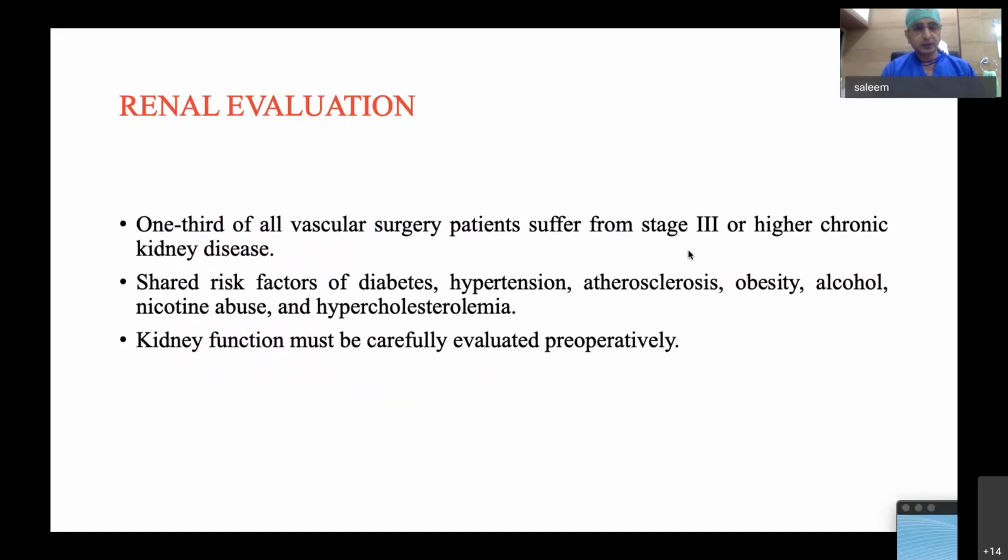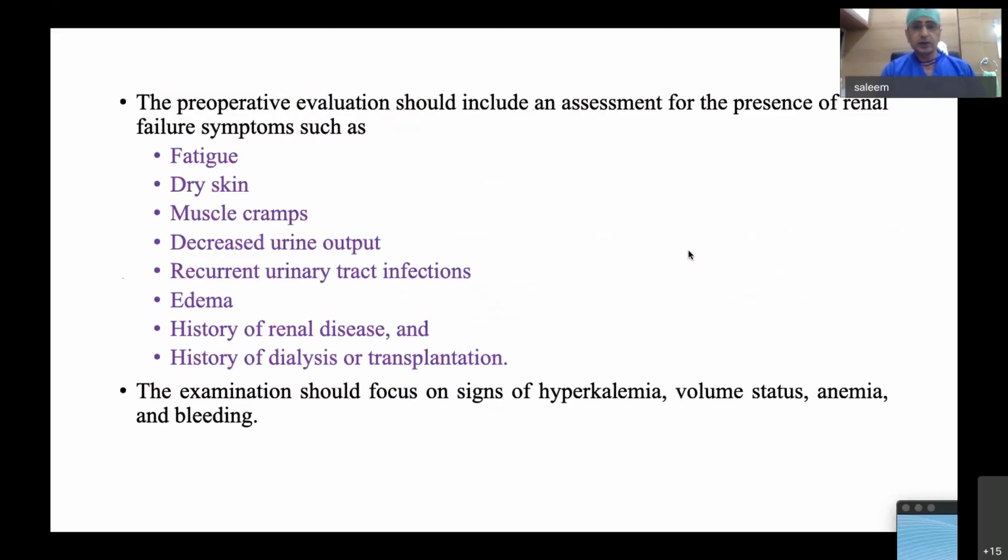Coming to the renal evaluation, one third of all vascular surgery patients suffer from stage 3 or higher chronic kidney disease, because there are shared risk factors of diabetes, hypertension, atherosclerosis, obesity, alcohol, nicotine abuse, and hypercholesterolemia in these patients. Kidney function must be carefully evaluated preoperatively. The preoperative evaluation should include an assessment of the patient for symptoms of renal failure such as fatigue, dry skin, muscle cramps, decreased urine output, recurrent urinary tract infection, edema, history of renal disease, and history of dialysis or transplantation.